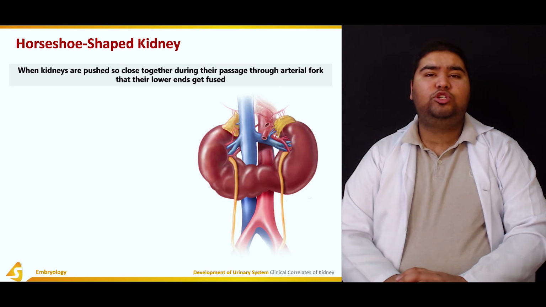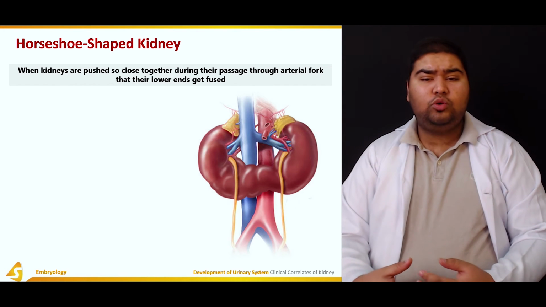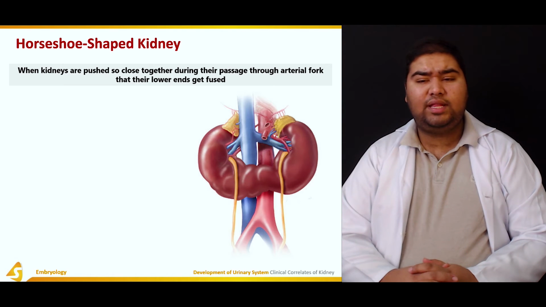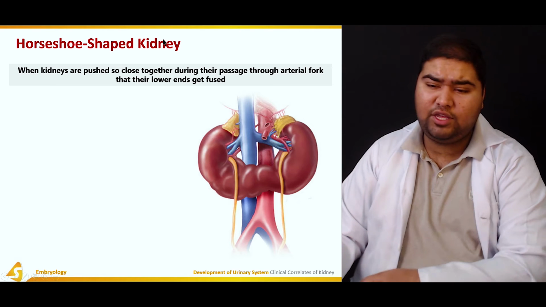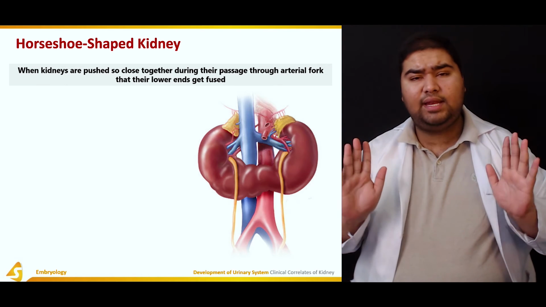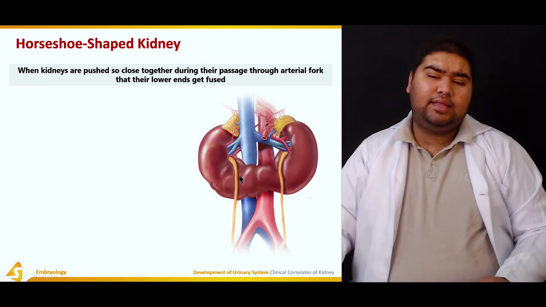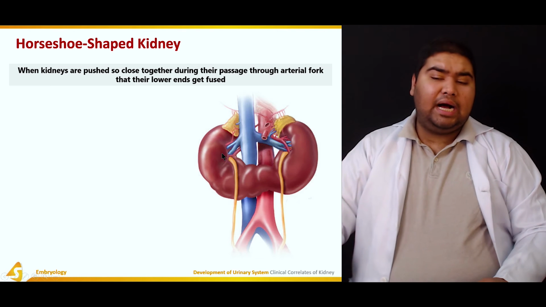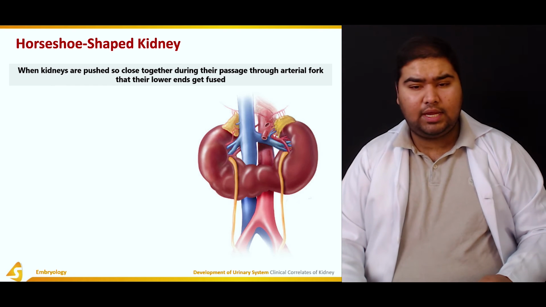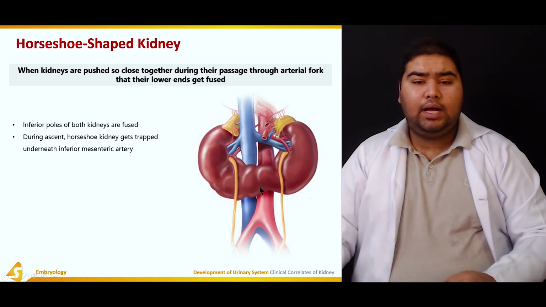Moving on, what is a horseshoe kidney? A horseshoe kidney is a kidney that resembles a horseshoe. When the kidneys are pushed so close together during their passage through the arterial fork that their lower ends get fused. In the figure you can see here, while the ascent of the kidney was taking place, if the kidneys are pushed too close to each other, the lower ends of the kidneys might fuse, and this may result in the formation of a large united kidney which resembles a horseshoe, and this is known as a horseshoe kidney.